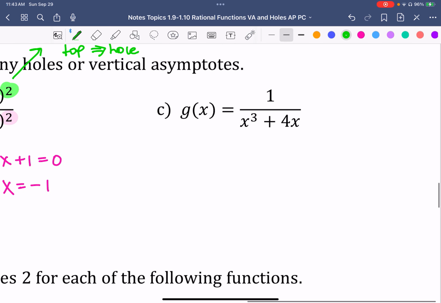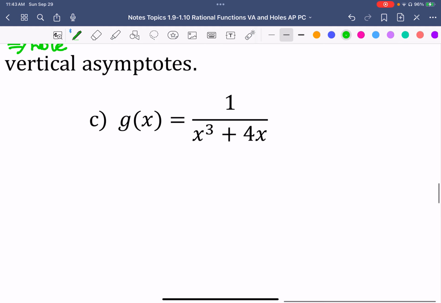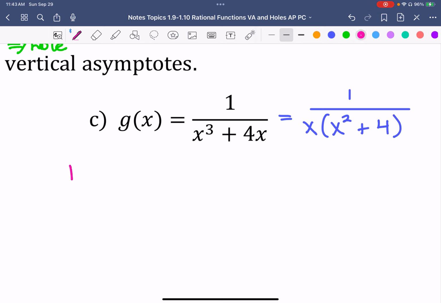Now, I don't see anything that cancels out, but I also don't see any factors. That's an indicator to me that I need to factor this. Now, I can't factor 1, but in the denominator, I see that I have a greatest common factor of x. If I take an x out of there, I would be left over with x times x squared plus 4. Okay, again, nothing cancels out, so that means that there are no holes. You do not always need to have a hole.